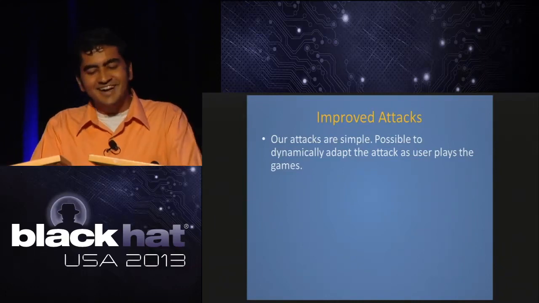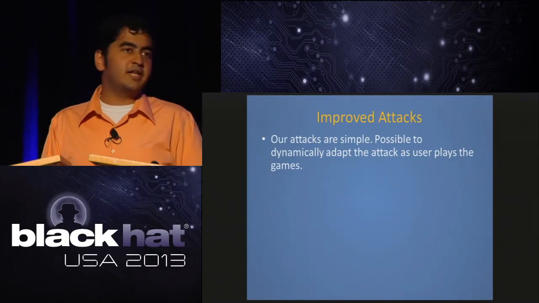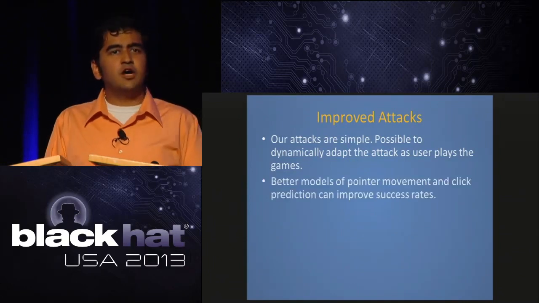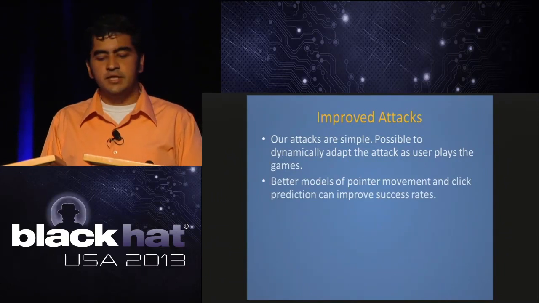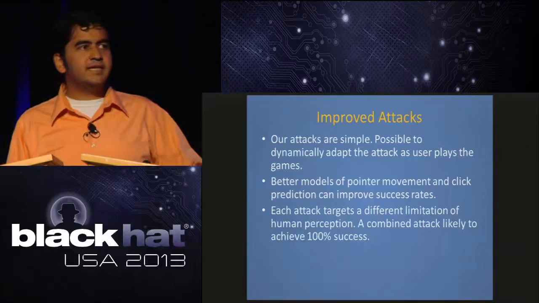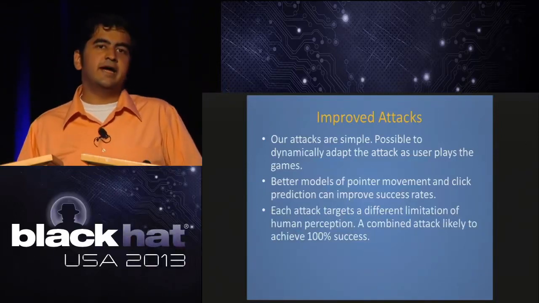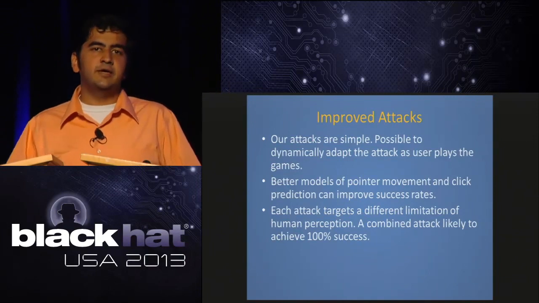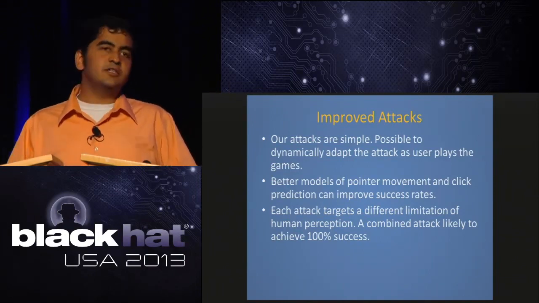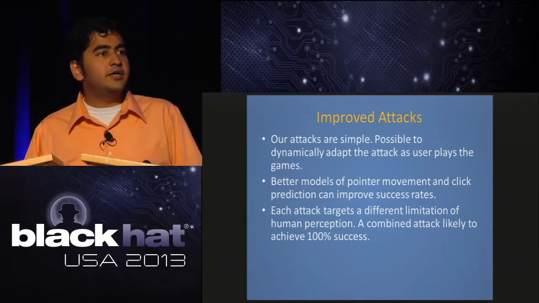But you can improve the games a lot more, make them more immersive, and dynamically adapt the attacks, adapt the games as the user plays them. For example, get a better model of pointer movement and click prediction to improve the success rates of these attacks. Right now, each attack targets a completely different limitation of human perception. One was motor adaptation, one was visual cues and timing, and another was peripheral vision. But a combined attack that ties all these things together could be really powerful, and I'm pretty sure it could achieve a 100% success rate.